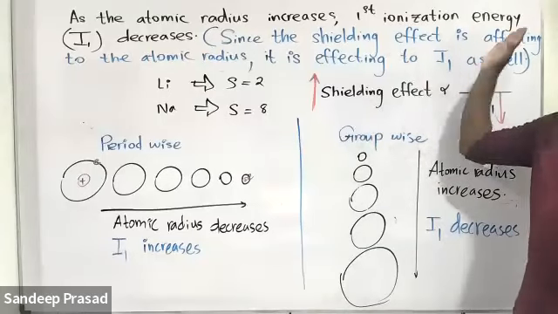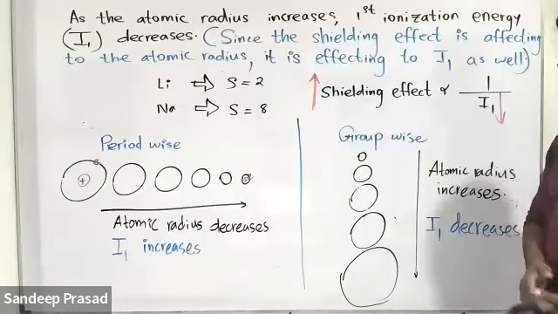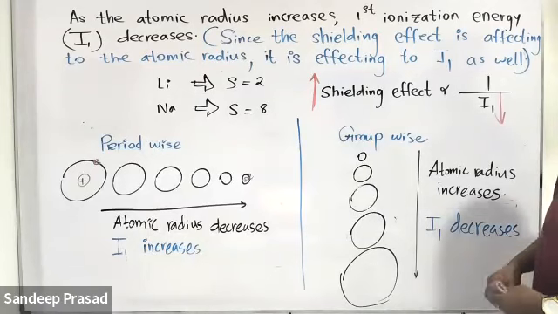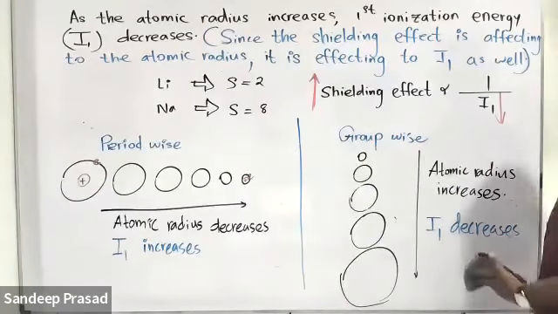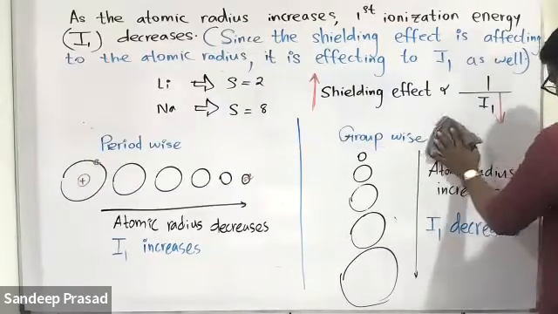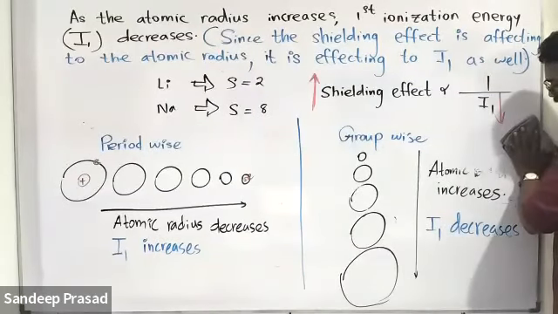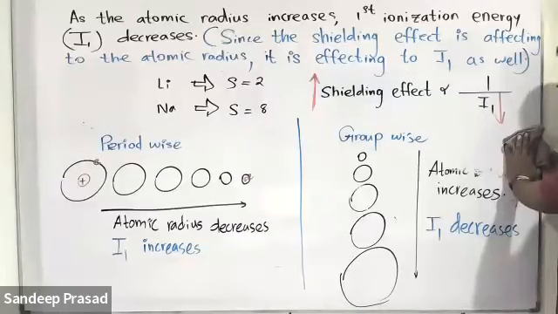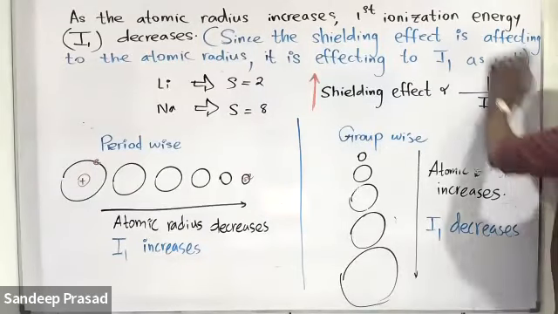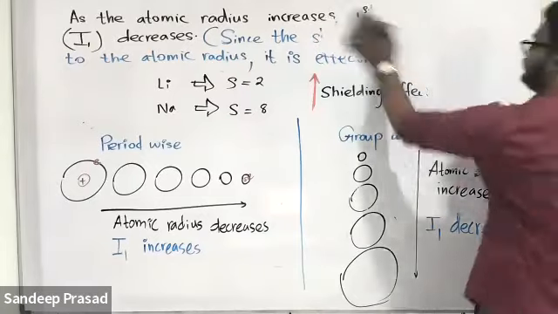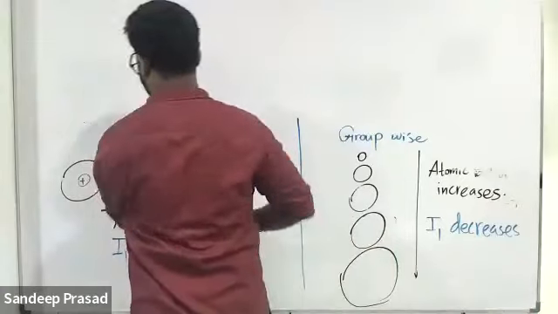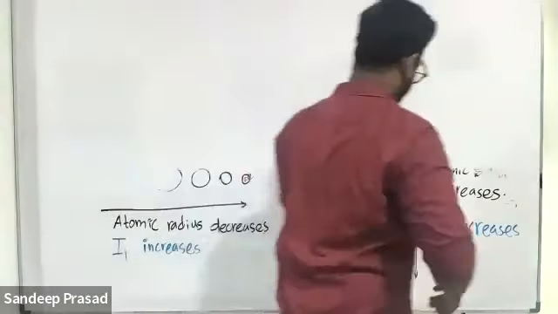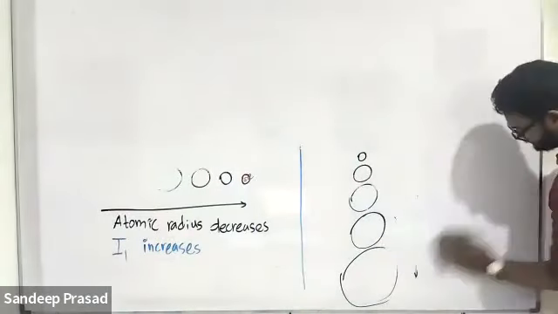Right, okay. This is the way how radius is affecting the ionization energy. Now let's go for the electron configuration. This is very, very important. The next factor affecting the ionization energy is electron configuration. Let's see.